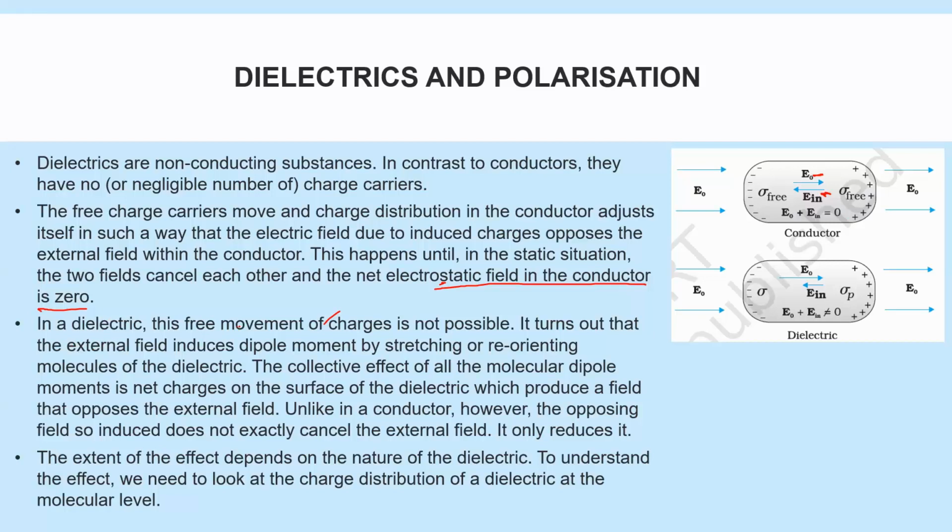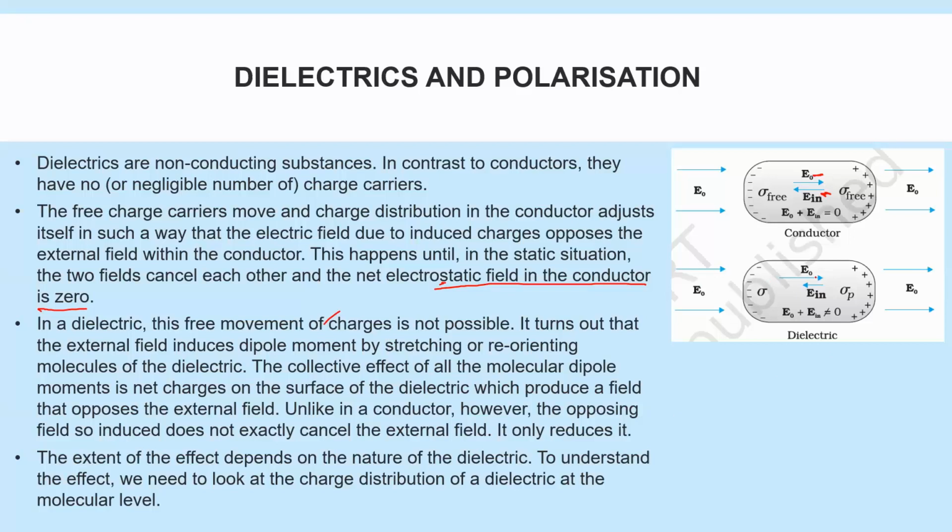What happens in a dielectric is that the free movement of charges is not possible. That is possible in the conductors, that is not possible in the dielectrics. The external field induces a dipole moment by stretching or reorienting the molecules of the dielectric. So the collective effect of all the molecular dipole moments is net charges on the surface of the dielectric, which then produces a field that opposes the electric field.